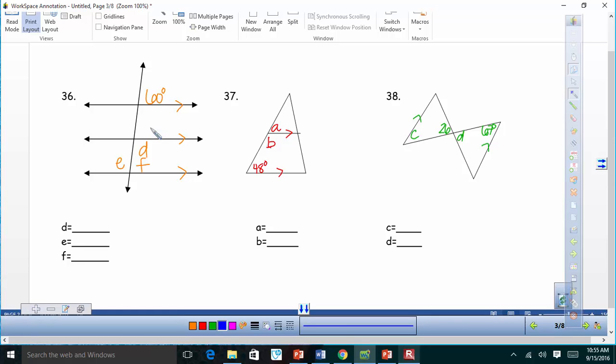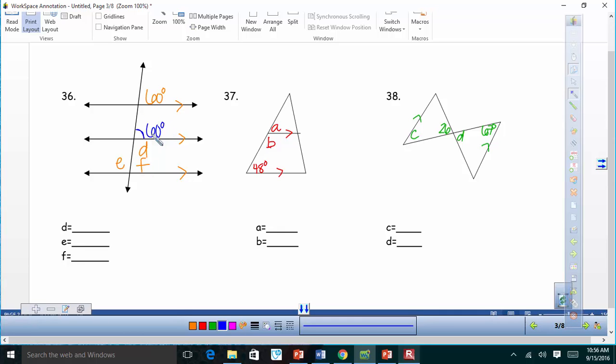So does 60 and D have a relationship? No. Okay, because 60 is on the outside, D is on the outside, but they're not on opposite sides. Okay, but I do know that 60 and this angle right here has a relationship. What is this angle? It's corresponding to it, so this would be 60.